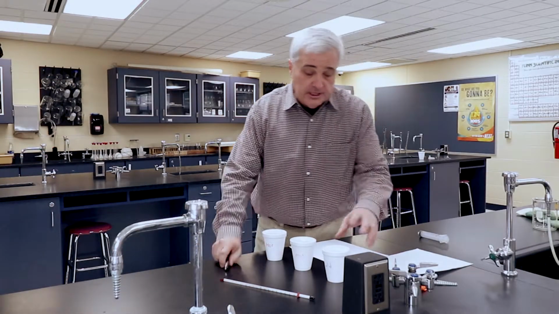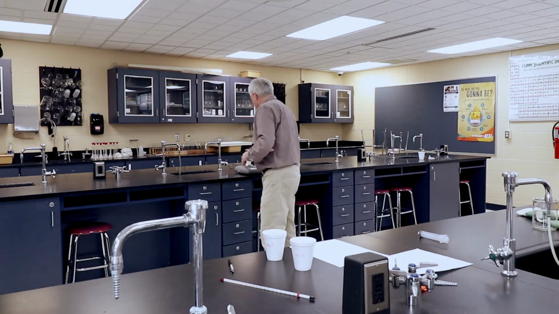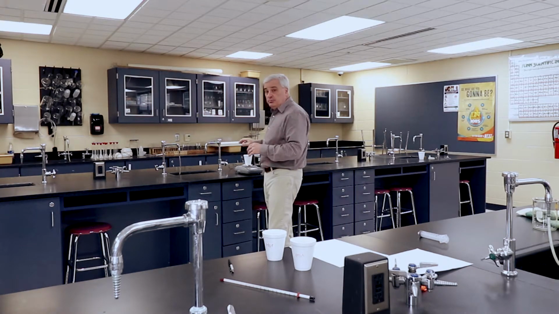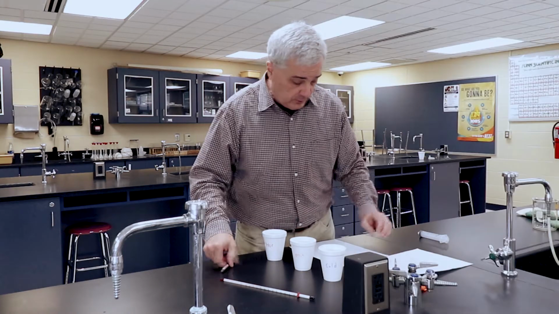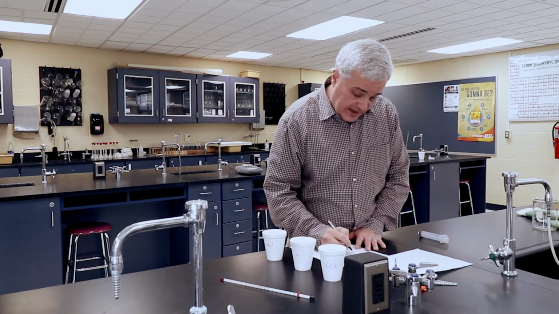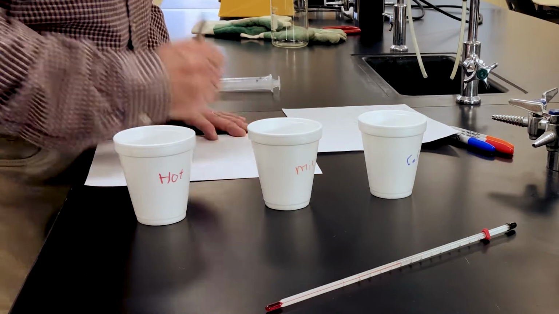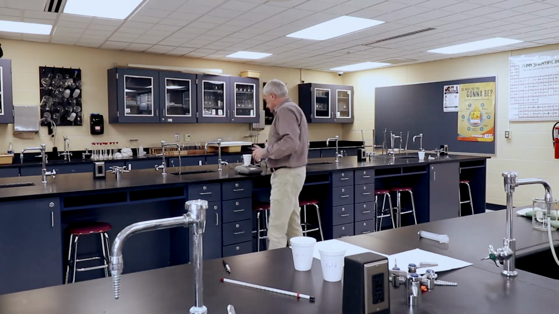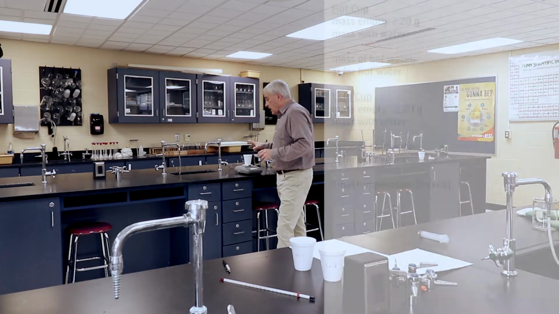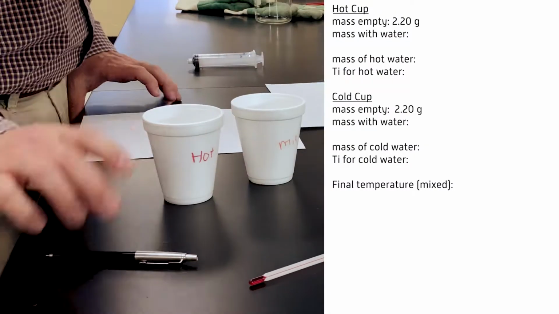I'm going to start with the cold water cup. Put it on the scale. 2.20. The mass of the cold water cup, 2.20. Mass of the hot water cup, also 2.20. I was not expecting that.